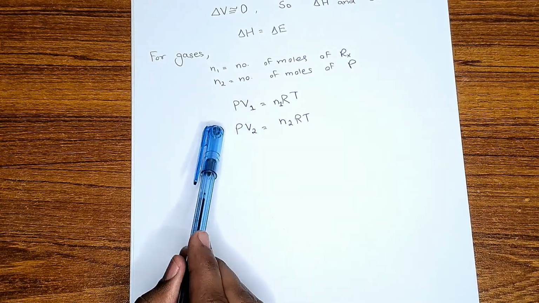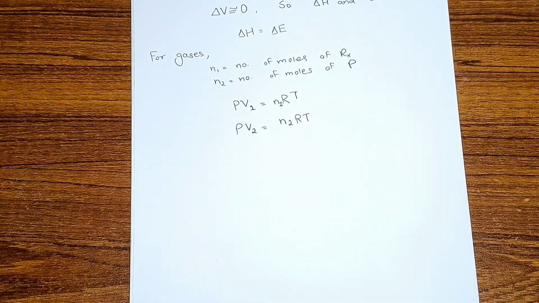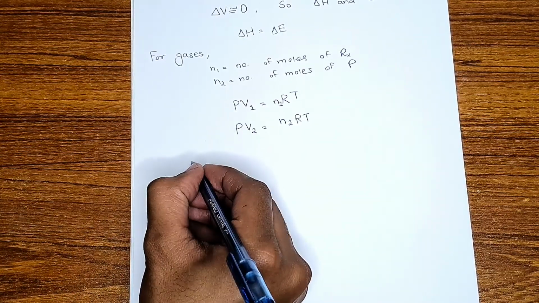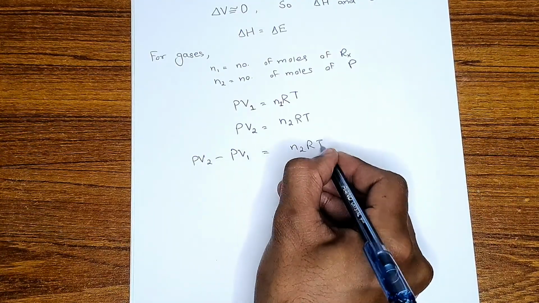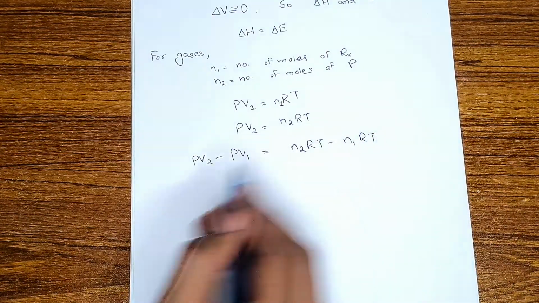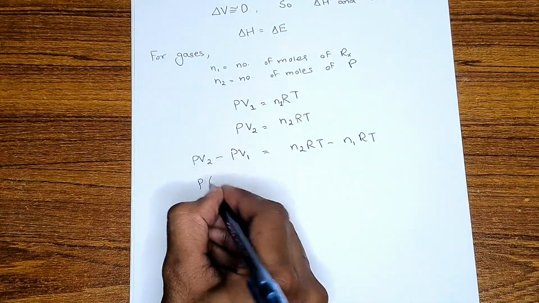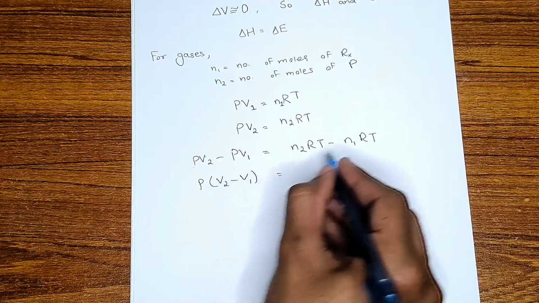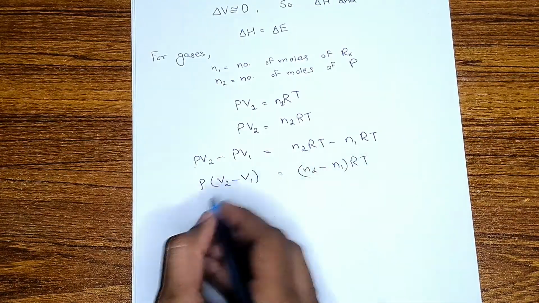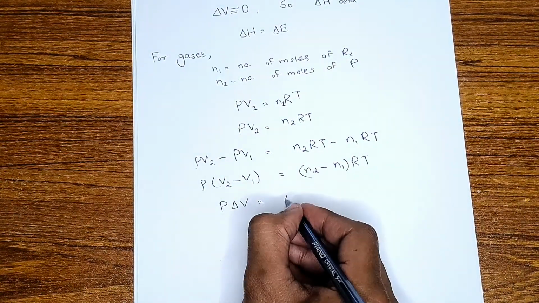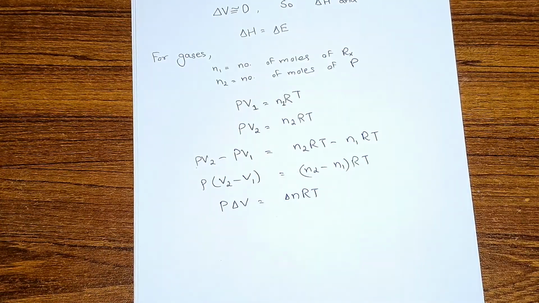But we have not changed the pressure. We have not allowed the pressure to change, because we are talking about the enthalpy, and enthalpy is measured at constant pressure. So now taking the difference, that will be equal to PV2 minus PV1 is equal to N2 RT minus N1 RT. So now what you have to do is to take pressure as common. That will give me V2 minus V1, and then I have to take RT as common, and that will give me N2 minus N1 RT, and I can write it as P delta V is equal to delta N RT.